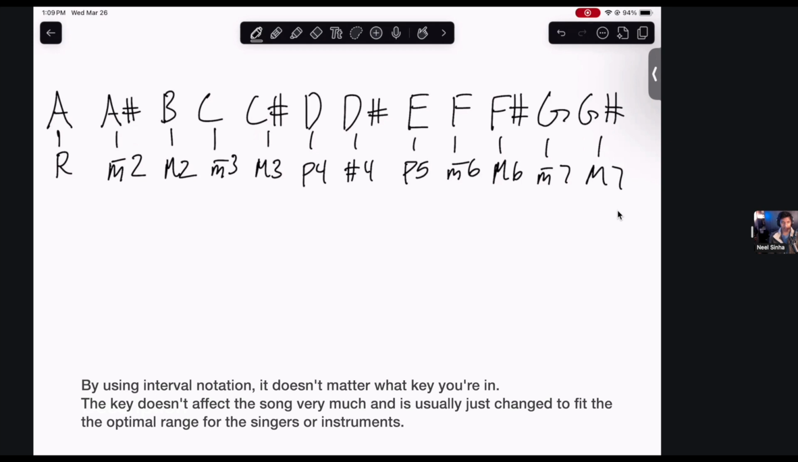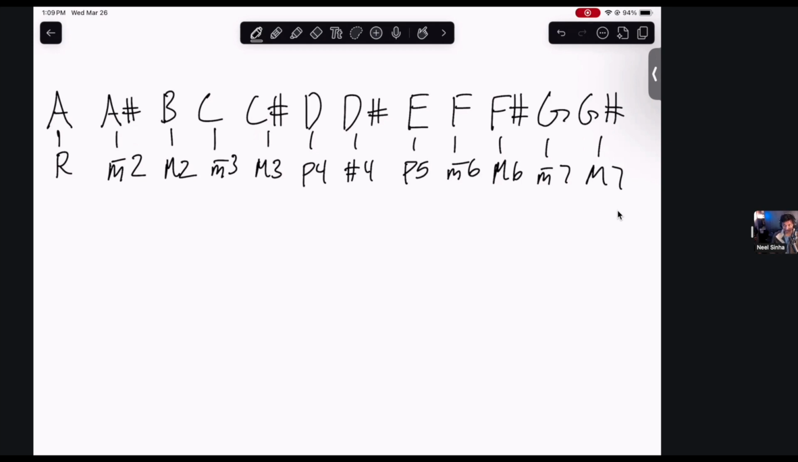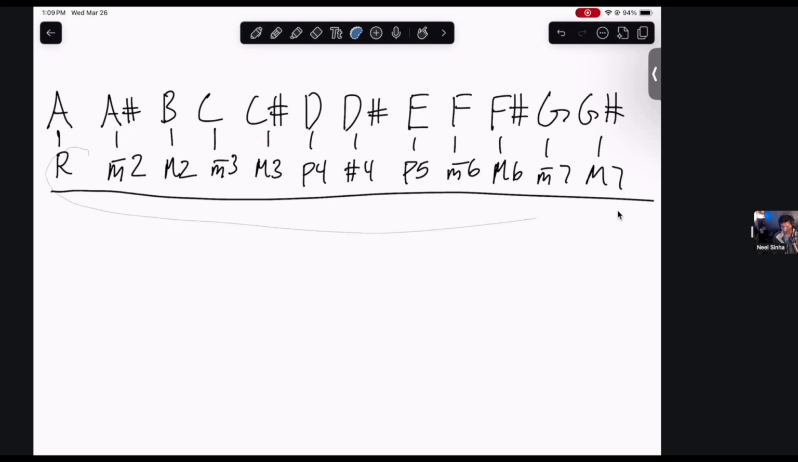So now we have a name for each note. But the thing is, and what's going to make this very strange, is that we can move this scale. The difference between interval notation and actual notes is that this can move, this bottom note. So now, let's say I highlight that.